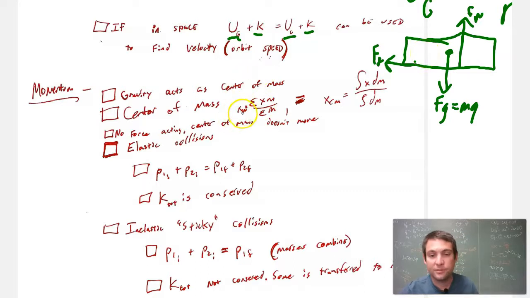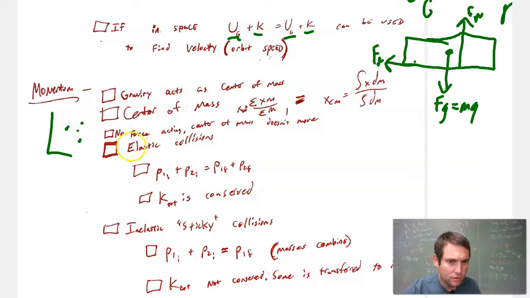To find your center of mass on a given coordinate system, you're going to take the sum of your distance from the origin times your mass, plus your distance from the origin times your mass, and then divide it by the sum of your masses. So this allows you to find the center of mass for multiple points. You can find the center of mass there to be right here. No force acting, center of mass does not move.